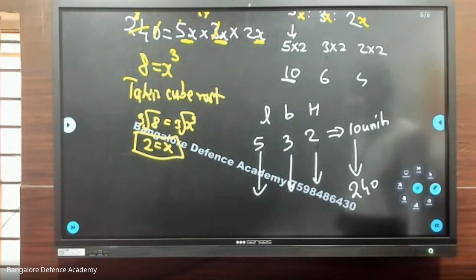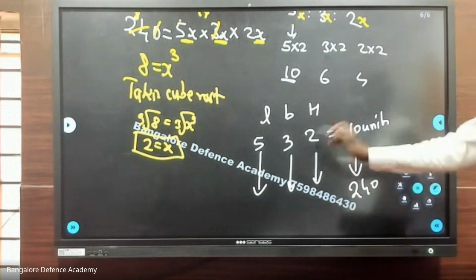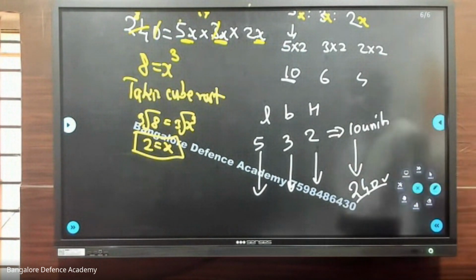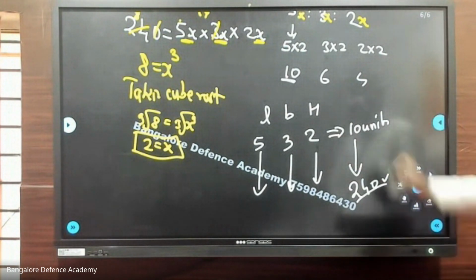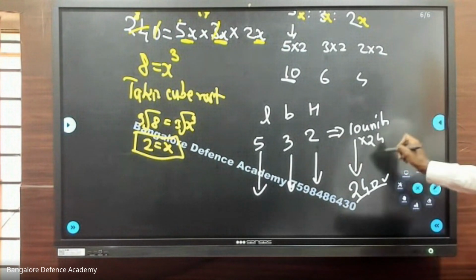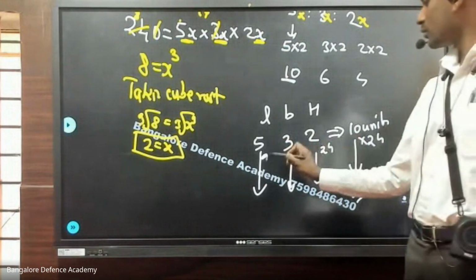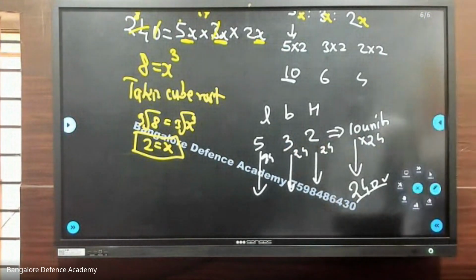Ratio and proportion, right? So these are in the ratio of 5:3:2. So total is 10 units, and this 10 units is equal to volume. Okay, three dimensions. So if you multiply 24 here, you have to multiply 24, 24, 24. Now this becomes a bigger number.